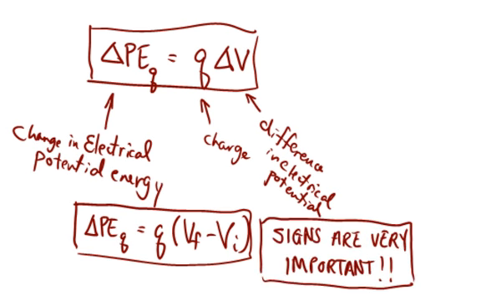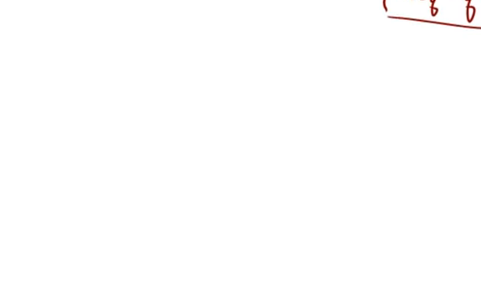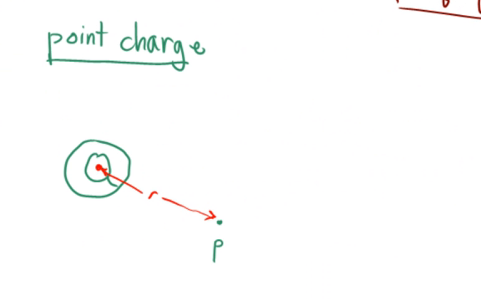One more important equation that you're going to come up with has to do with a special case of a point charge. Suppose I have a point charge, capital Q. You don't know if it's positive or negative, you just know that it's a point charge Q, and you're trying to find the electrical potential at some point P that's a distance r away from the point charge Q. There's a formula for that.